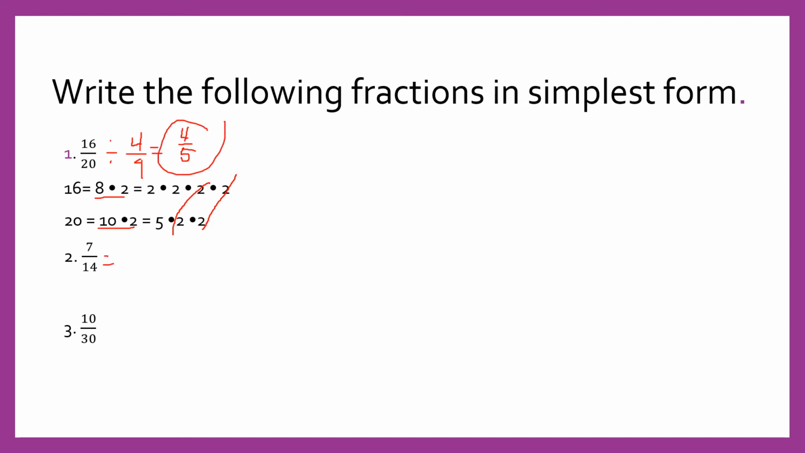What about 7 over 14? Ang factors ng 7 is 7 times 1. So, pwede natin siyang i-divide pareho sa 7. Divided by 7 over 7, we have 1 over 2, 1 half. What about 10 over 30? Syempre, ang kanyang GCF is 10. 10 divided by 10 equals 1, and 30 divided by 10 is 3. Okay?